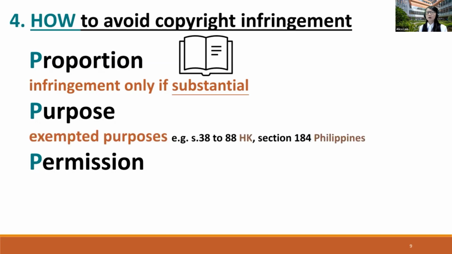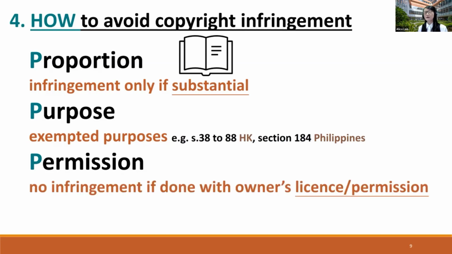Number 2, purpose. There are exempted purposes in relevant legislation. For example, in Hong Kong, we have sections 38 to 88, more than 50 sections in our legislation saying that these are permitted exempted purposes, no copyright infringement. I've also checked in the Philippines, it will be section 184 of the relevant piece of legislation. And the third, permission. It is the most important because there is no copyright infringement if it is done with the owner's license or permission. And that is why Creative Commons is so important, because Creative Commons is a kind of license or permission. And I'm going to elaborate on these one by one.